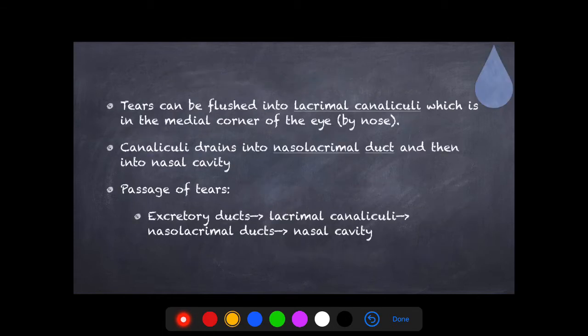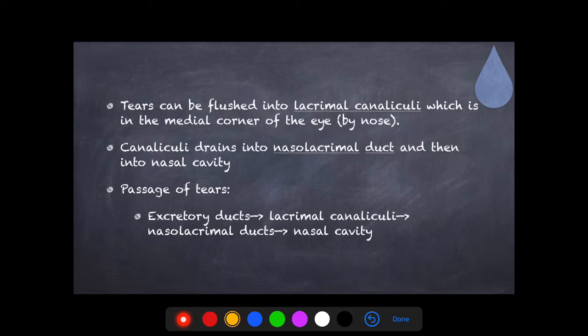All right, so tears can be flushed into the lacrimal canaliculi, which, if you think about it, sounds like a canal. And it's in the medial corner of your eye. So if you look at your nose, it's the little dip of your eye that's closest to your nose. And they're going to drain from the canaliculi into the nasal lacrimal duct, which will then lead into the nasal cavity.